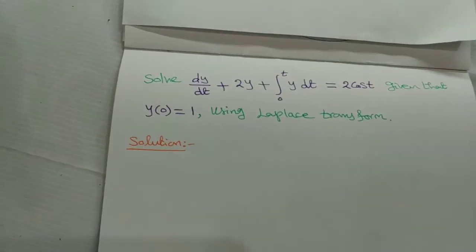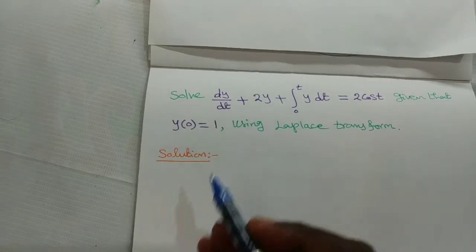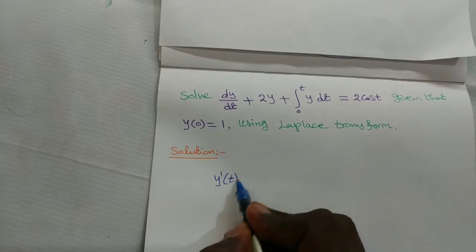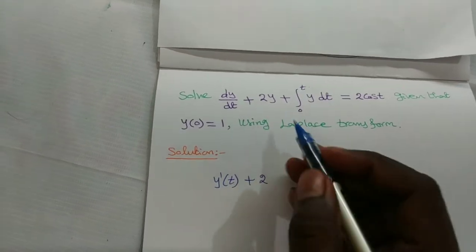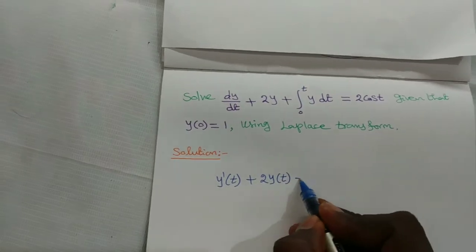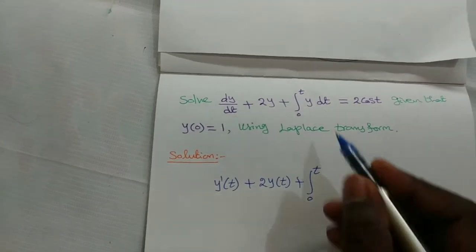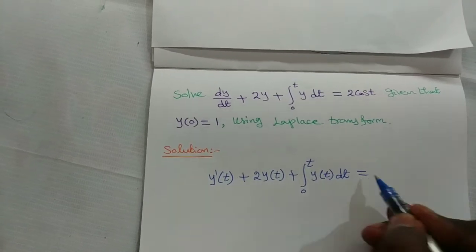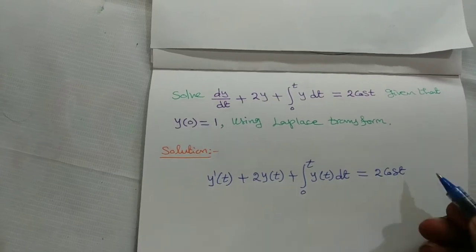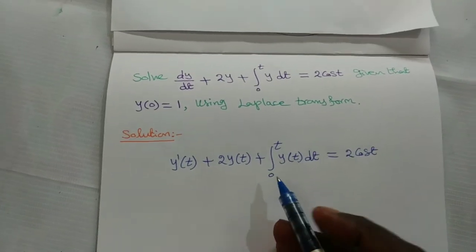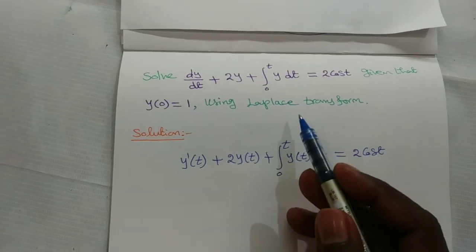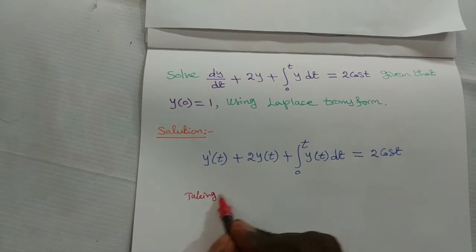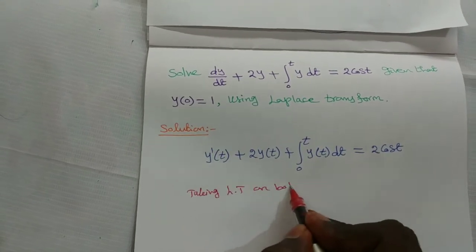Now the given differential equation can be rewritten as y'(t) + 2y(t) + integral from 0 to t of y(t) dt = 2 cos t. Now this differential equation I am going to solve by using the Laplace transform method, so taking Laplace transform on both sides.